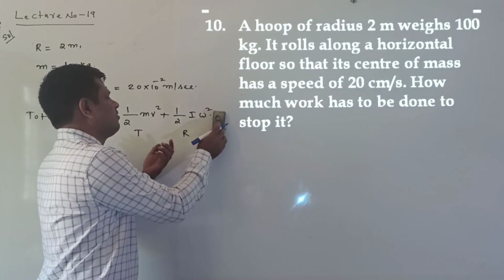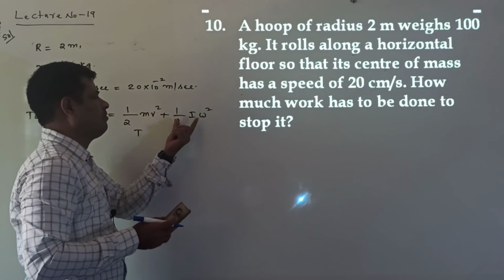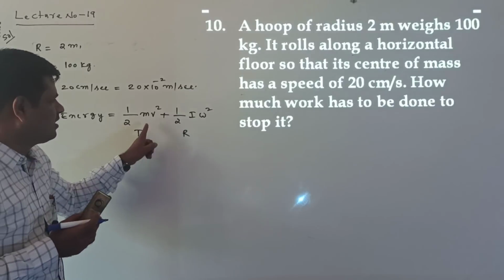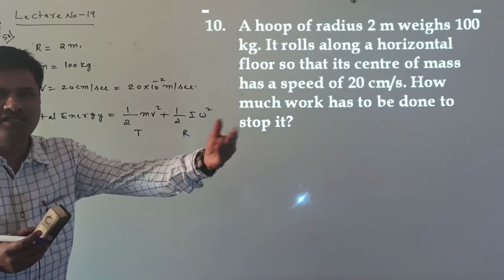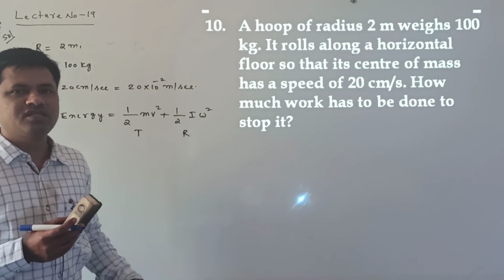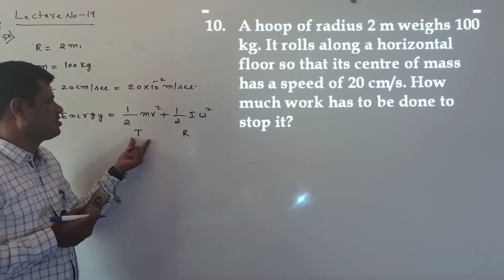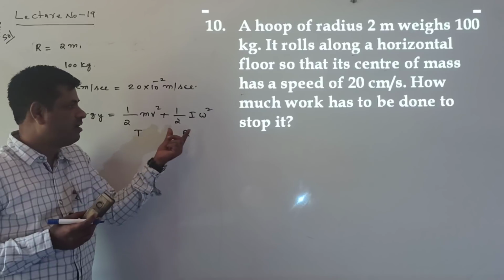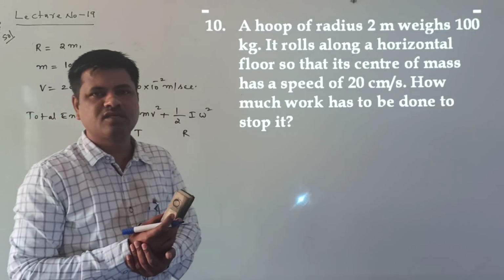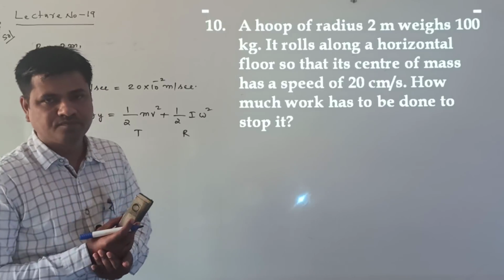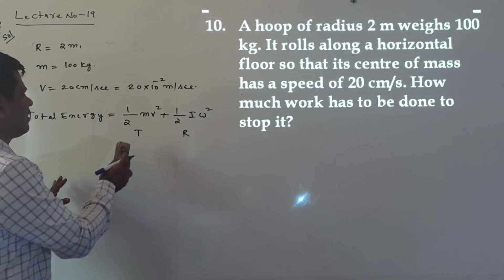So what I am writing here: total energy is equal to half mv square plus half I omega square. Why do the two kinetic energies come? Because it is in rolling motion. Rolling motion is a combination of translational motion and rotational motion. In translational motion kinetic energy is half mv square. In rotational motion kinetic energy is half I omega square. Okay, up to this it is clear.